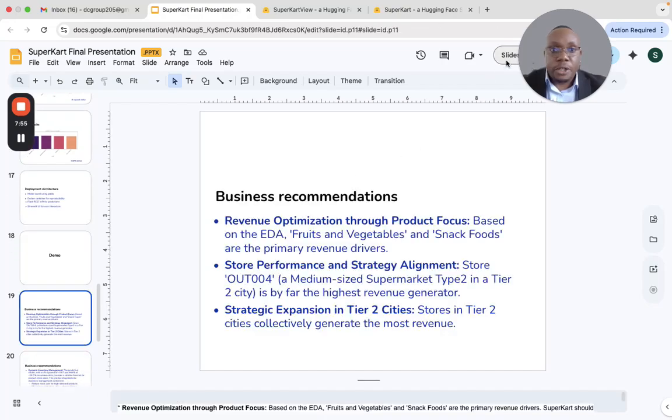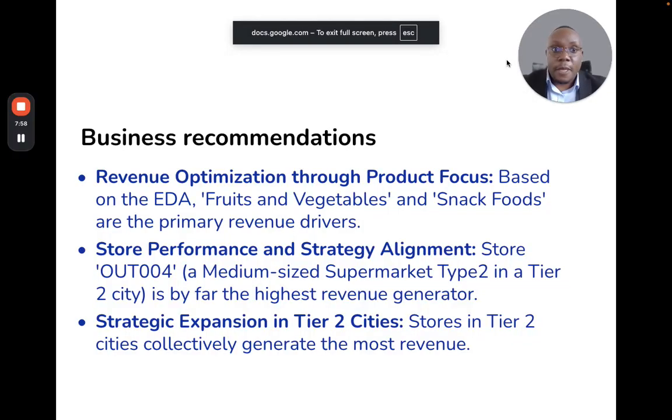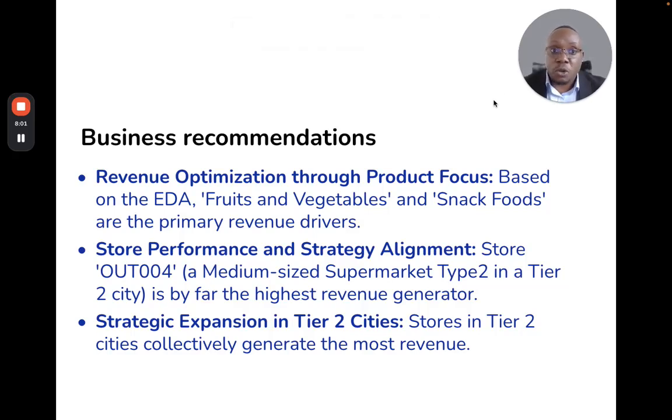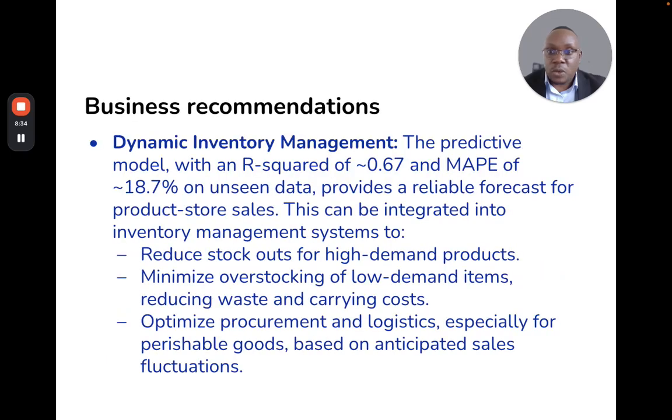So in terms of business recommendations, quickly, as seen from the exploratory data analysis, it's very important to optimize the revenue based on the product focus. Look at fruits and vegetables and snack foods more. Store outlet 4, which is a medium-sized type 2 store in a tier 2 city, was the highest performing, so maybe our expansion strategy could be built on this. Also, tier 2 cities tend to have the most revenue. All these can give an indication of what to do to get more sales.